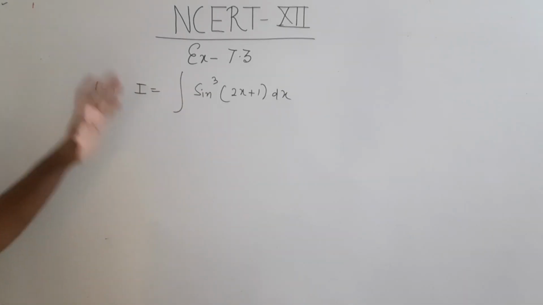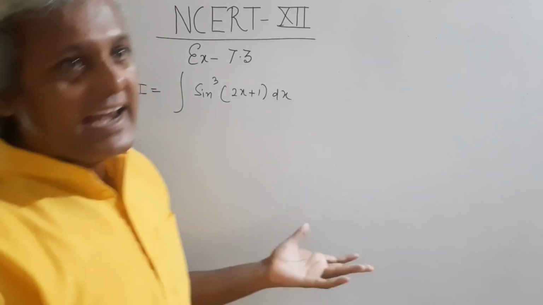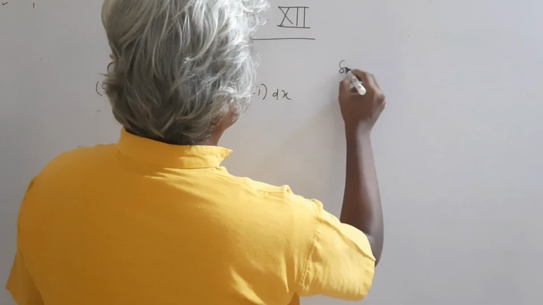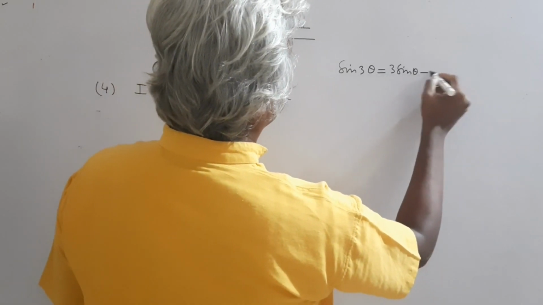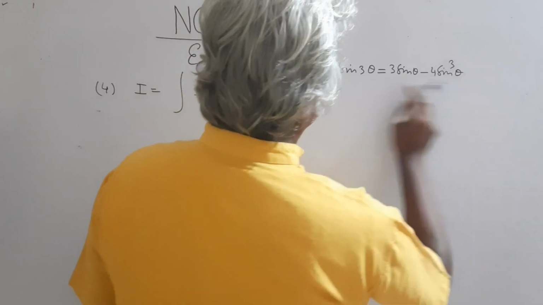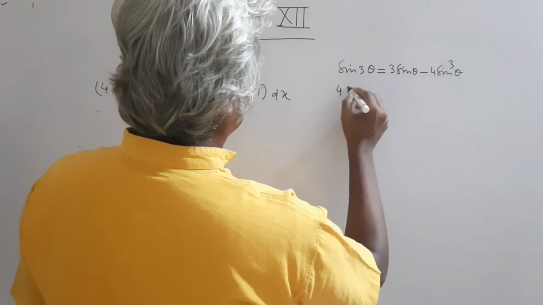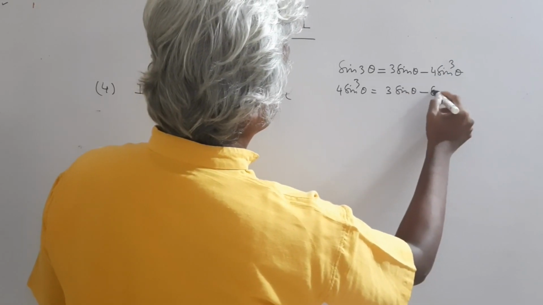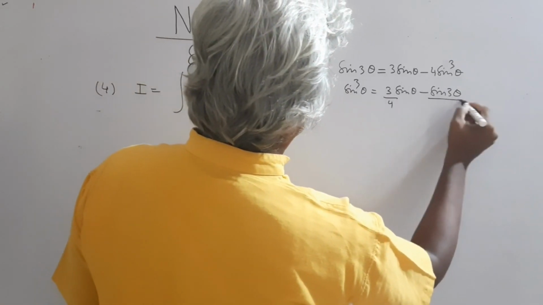Now I'll go for question number 4. This time I have to integrate sin cube of 2x plus 1, but there is no direct formula for that. But there is a formula which can help us. The formula goes like this: sin 3 theta is 3 sine theta minus 4 sine cube theta. Now I make sine cube theta the subject. So 4 sine cube theta will be 3 sine theta minus sine 3 theta. I don't need 4 here, so 4 comes to this side.